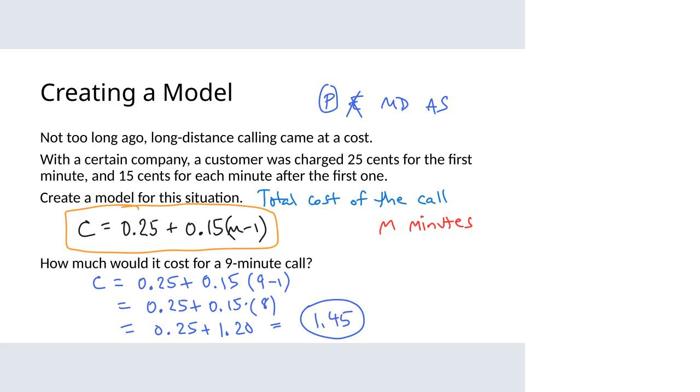So this is the type of question that is a little bit of a challenging model, but our job here was to first create a model. We did that, and then answer a question using that model, where here, how much would it be for a 9-minute call? And all we needed to do was plug 9 in for M and then simplify. You just have to be careful with order of operations when you're simplifying.